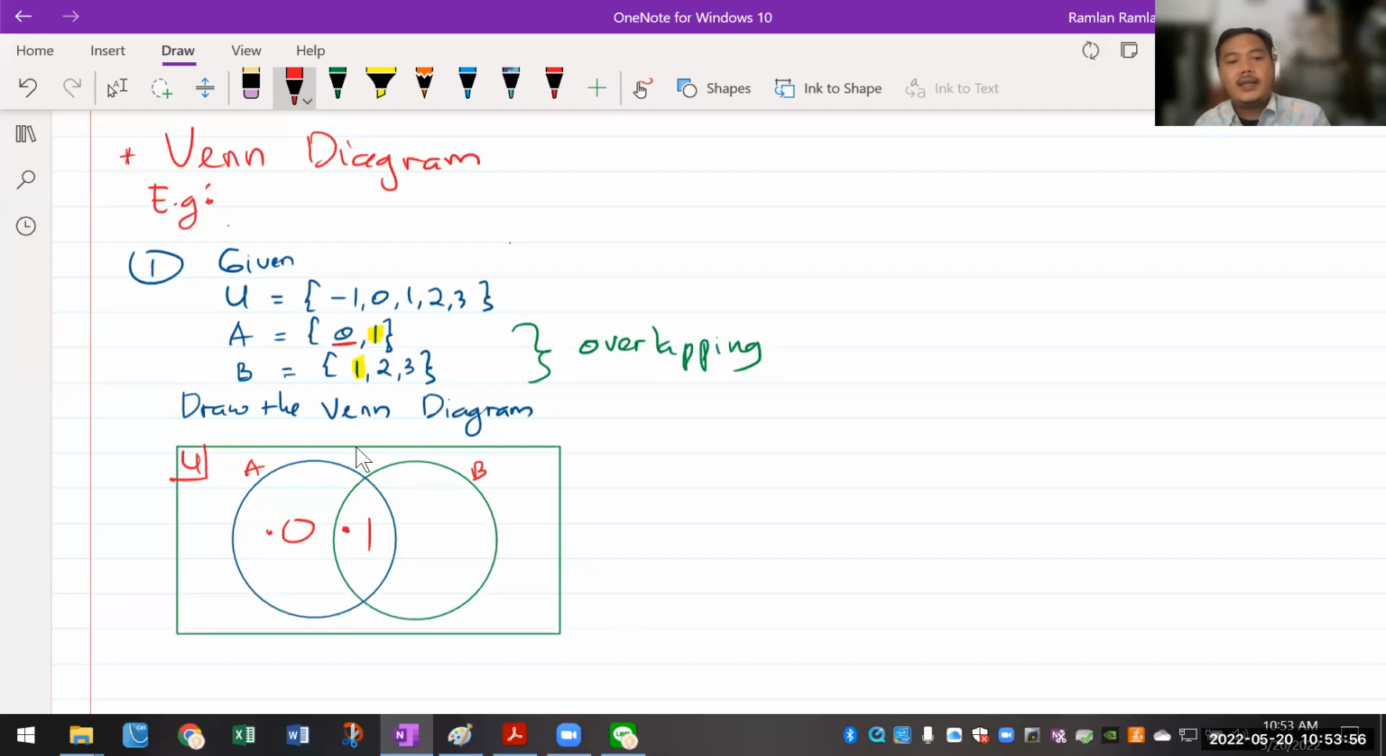Okay, so that leaves the B. Yeah, so for B we have written 1. So we haven't written 2 and 3 because they are in B. So you write down over here the 2 and the 3. Okay.